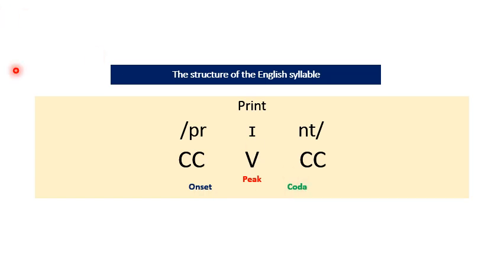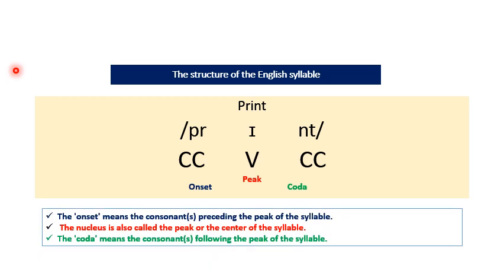Now let's move on to the next slide, where we show an example of the onset. The onset means the consonants preceding the peak of the syllable, as we have just said. That's why it's marked with the same color. And the nucleus is also called the peak, or the center of the syllable, which is in the red color.